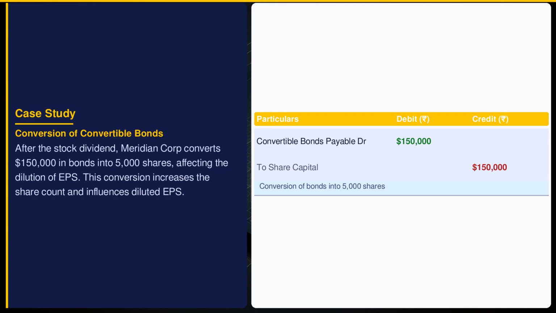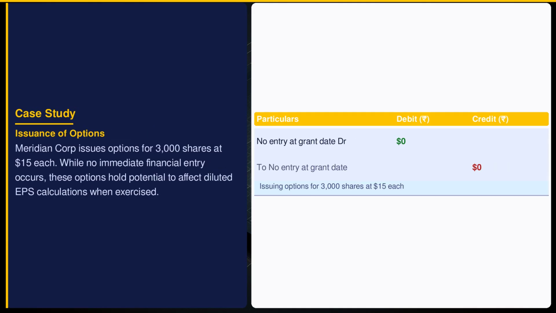This transaction impacts diluted EPS by adding more shares to the total. The conversion reduces liabilities while increasing equity, demonstrating an essential aspect of EPS calculations under IAS 33. Issuing options doesn't require a journal entry upon grant. Still, they play a crucial role in diluted EPS. If options are exercised, the share count increases, potentially lowering EPS unless offset by corresponding earnings growth.